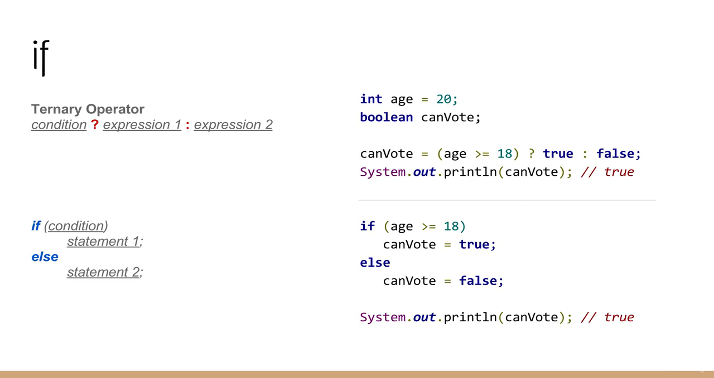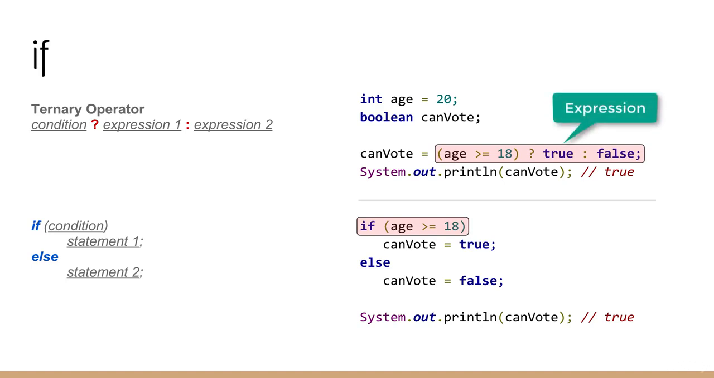Let's first compare similarities between the 2 codes. Both have a section to write a condition. These sections will be executed when the condition is true, and these sections will be executed when the condition is false. Now let's see the differences. The ternary operator by itself is not a standalone statement. We can only use it as an expression, whereas if is a standalone statement.